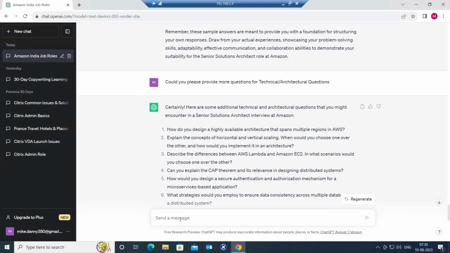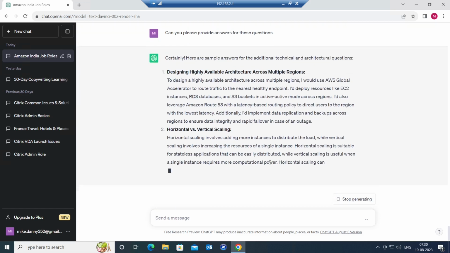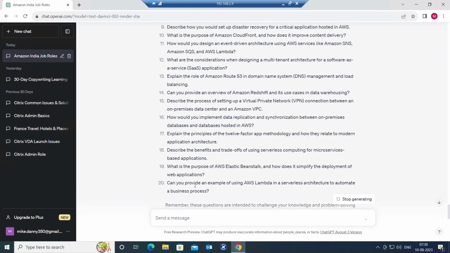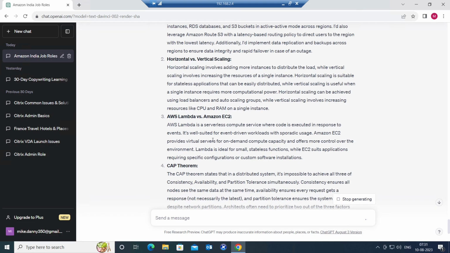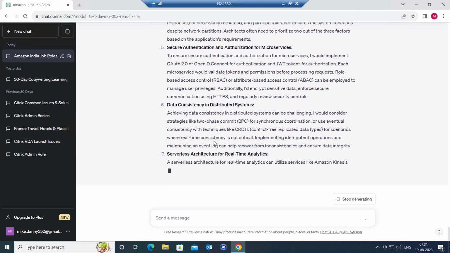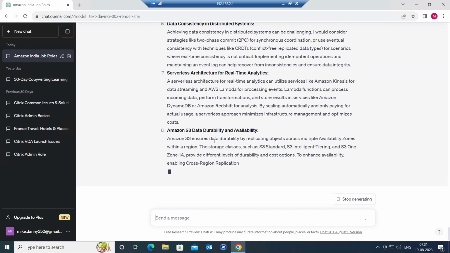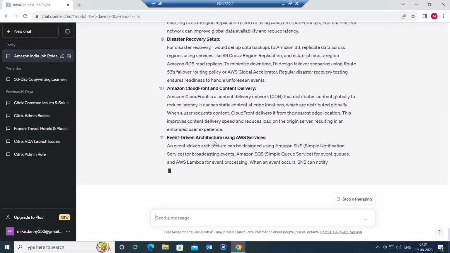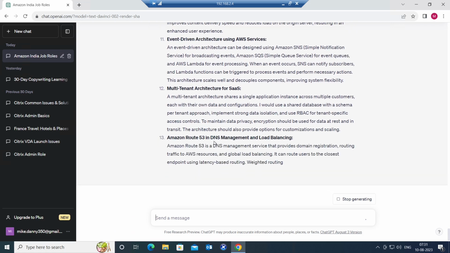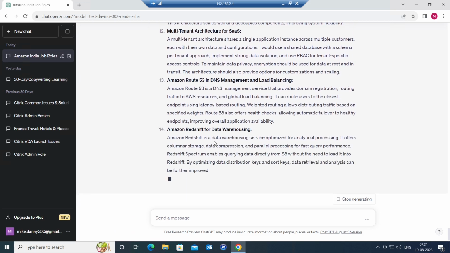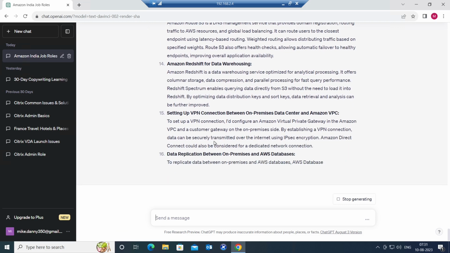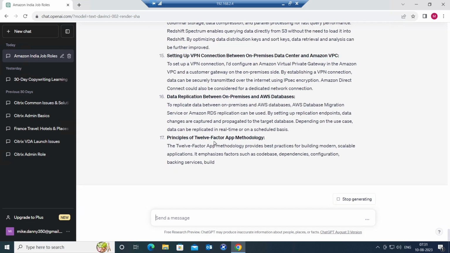So what you can do is simply type, can you please provide answers for these questions? Hit enter. See, it is giving answers for all these questions. So we got about 20 questions now, and we are getting answers for all of them. In this way, you can prepare for 50, 100, 150, however many questions you have in this tool. You'll be ready to give answers during the interview. So it's up to your imagination. You can go really in depth and find the answers for the interview questions.